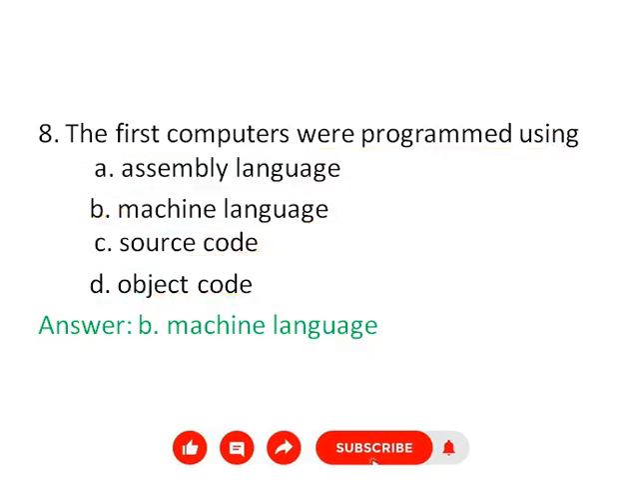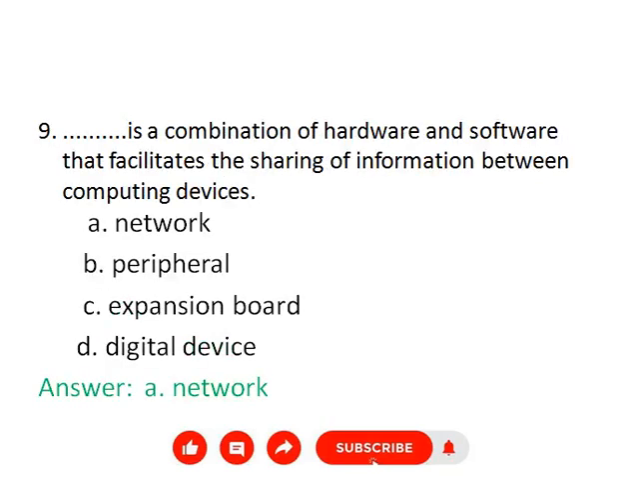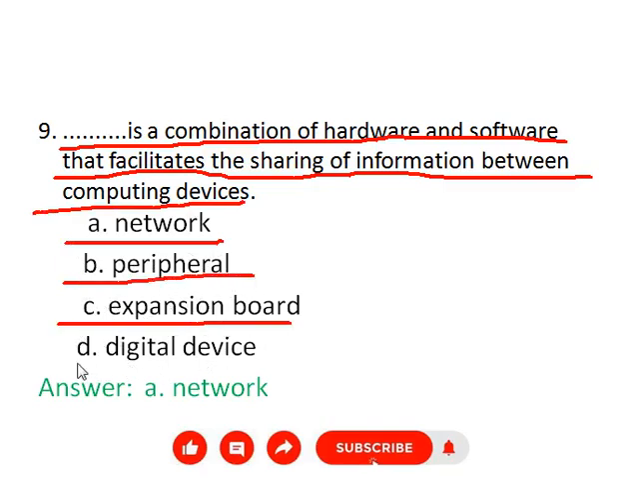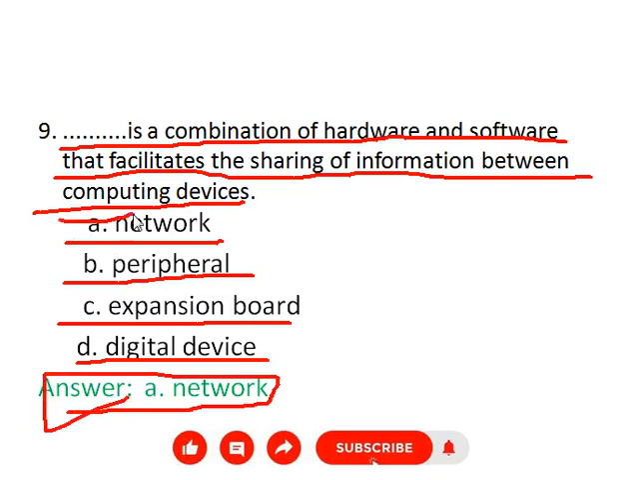Our next question is, a is a combination of hardware and software that facilitates the sharing of information between computing devices. Option A network, option B peripherals, option C expansion board, option D digital device. Your correct answer is network. Option A is our correct answer. Network is correct answer.